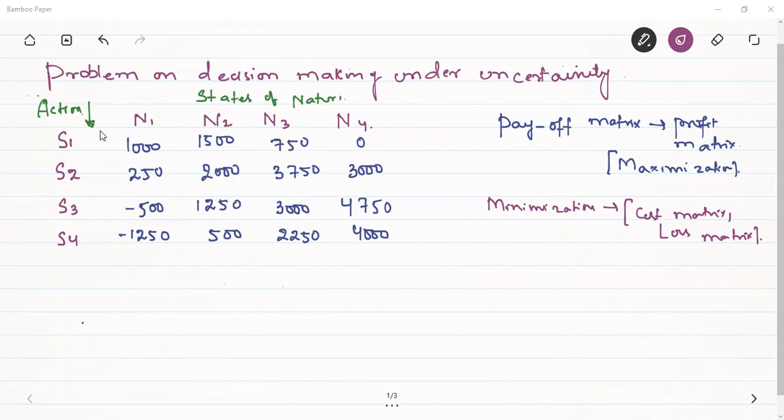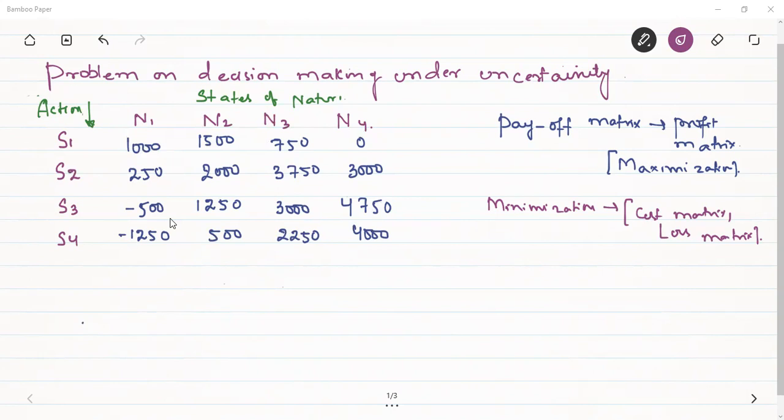So we can see that in this problem, 4 actions are given. These are the 4 strategies or courses of action. And we also have the same number of states of nature, that is n1, n2, n3, n4. So this is the matrix given here. What we will do in this problem is consider it to be both a maximization matrix at one time and a minimization matrix at another time.